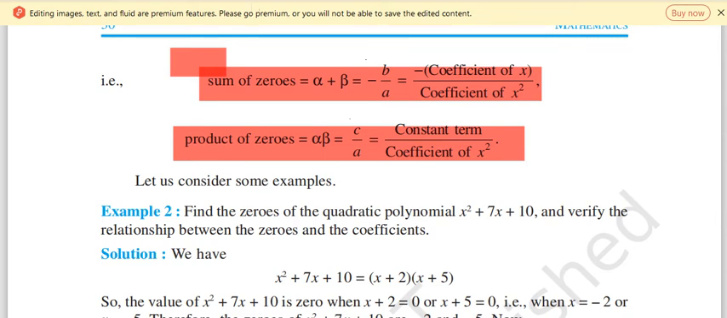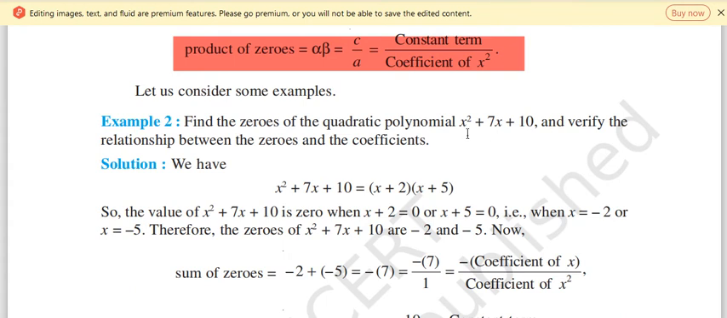Similarly, to verify this relationship between coefficients and zeros for a quadratic polynomial, we first factorize it. The value of the polynomial is 0 when x equals -2 and -5. Therefore, the sum of the zeros is -7. Similarly, we get -7 by 1, the coefficient of x by the coefficient of x square.